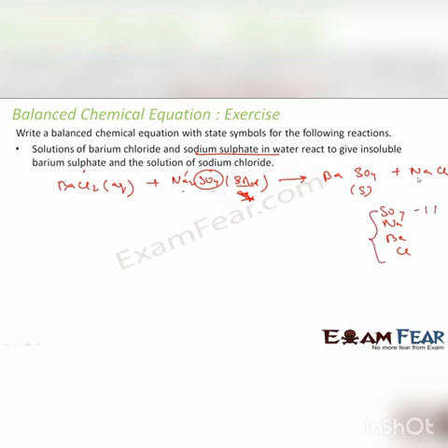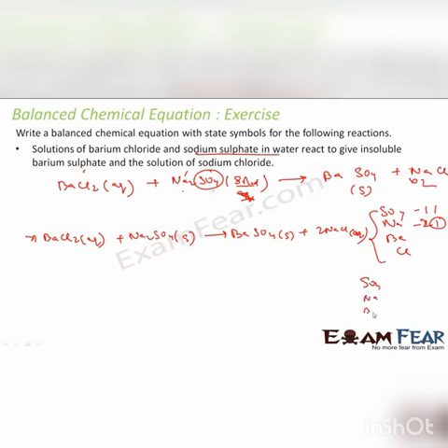SO4 is one here, already balanced. Sodium is 2 here, 1 here, not balanced. So we'll balance this by multiplying it by 2. Let's see the equation now. The equation is BaCl2 aqueous with Na2SO4 solid, gives BaSO4 solid plus 2 NaCl, aqueous.